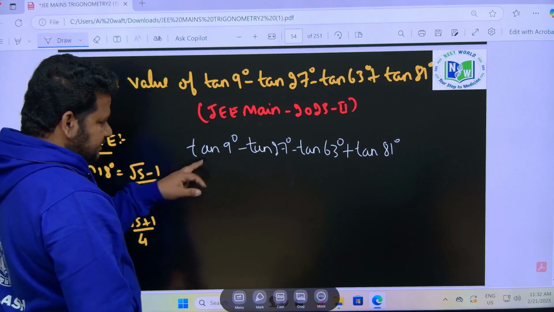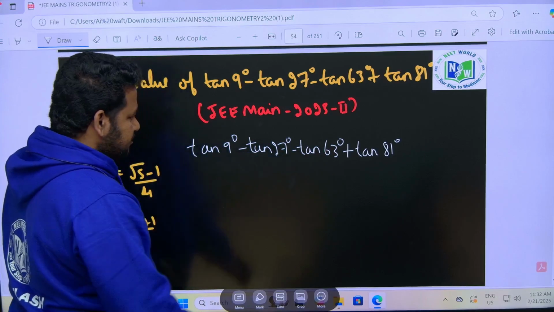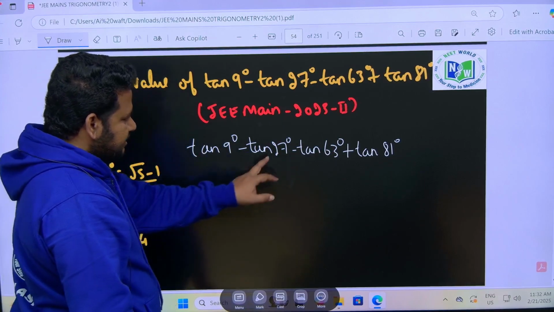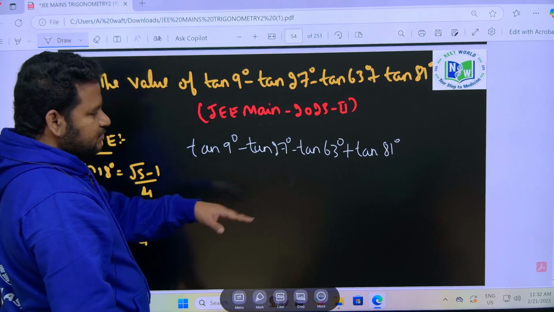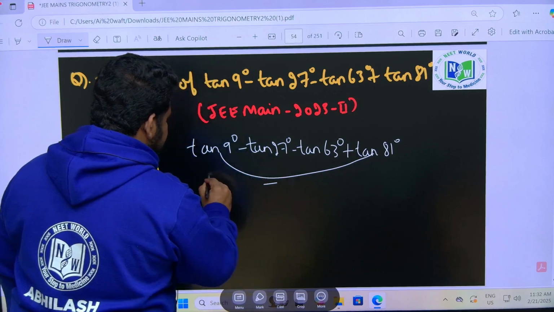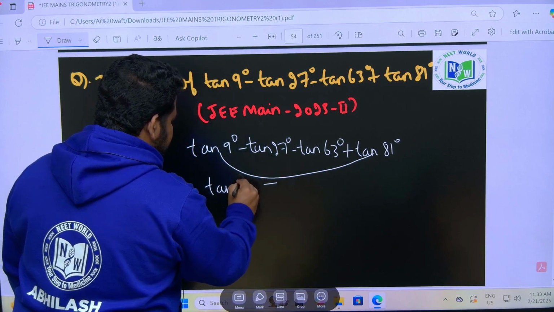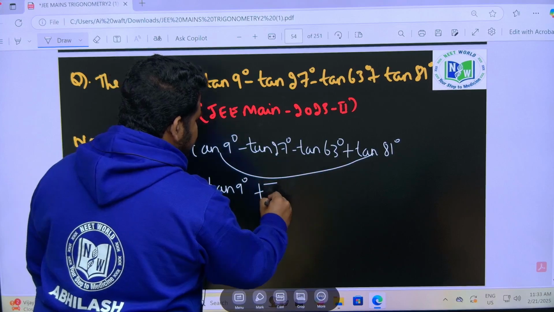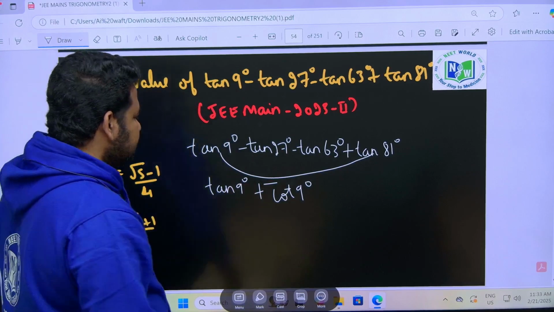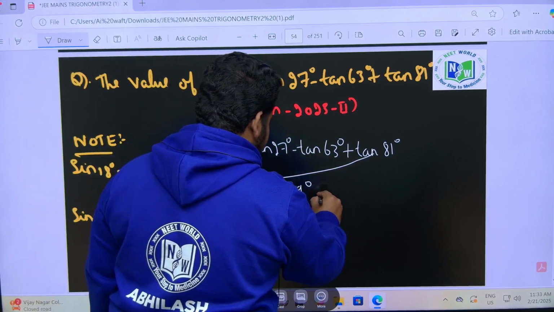Looking at this, tan 9 degree and tan 81, I can see some relation. Tan 27 and tan 63, because if you add up, you are getting 90. Here also, if you add up, you are getting 90. So they are complementary angles. Tan 9 degree and tan 81 degree, I can write it as cot 9 degree. Here minus is there, here also minus is there, so I'll take minus outside.